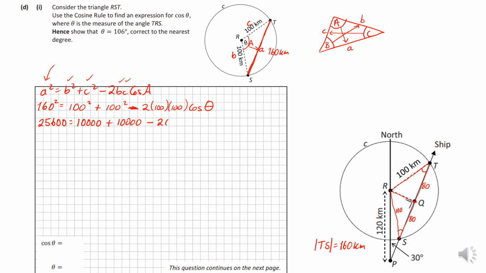Minus 2 times 100 will give you 20,000 cosine theta. So now we just have to simplify and manipulate this around to get cosine theta on its own. Okay, so let's add the two 10,000s and we get 20,000 minus 20,000 cosine theta. Let's now start to isolate the cosine theta. We're going to take 20,000 from both sides.